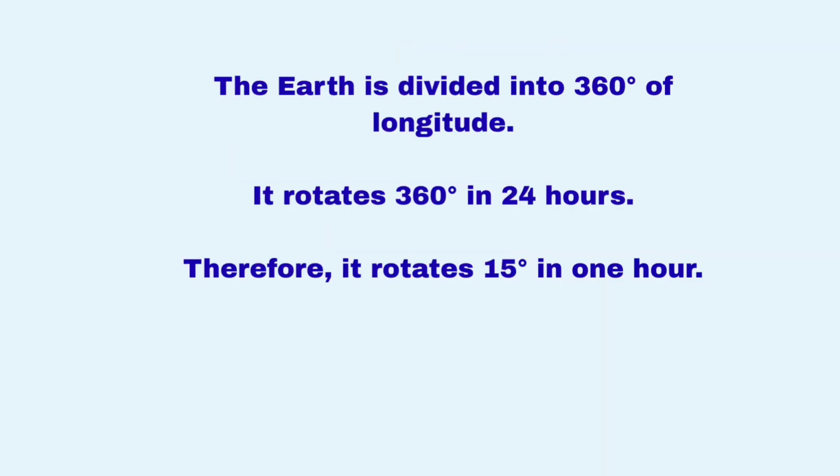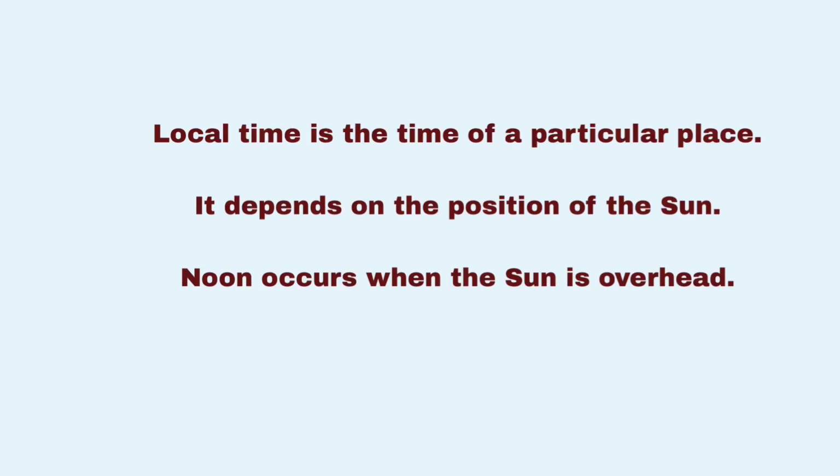Earth is divided into 360 degree of longitude. So it rotates 360 degree in 24 hours. Therefore it rotates 15 degree in 1 hour. So the local time is the time of a particular place. It depends on the position of the sun.